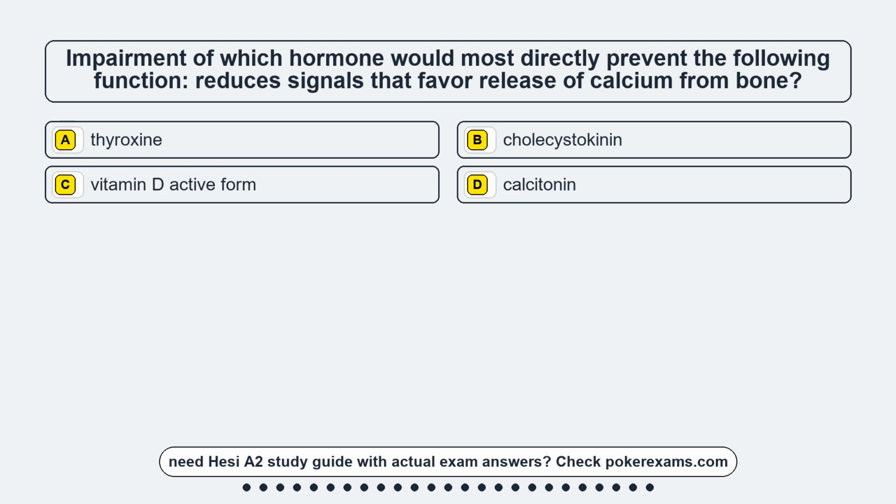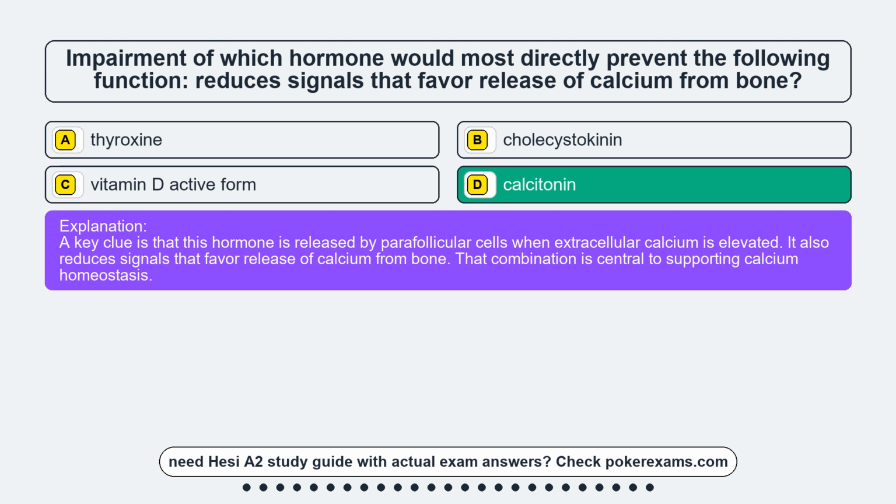Question 13. Impairment of which hormone would most directly prevent the following function? Reduces signals that favor release of calcium from bone? Option A, thyroxine. Option B, cholecystokinin. Option C, vitamin D active form. Option D, calcitonin. The correct answer is option D, calcitonin.